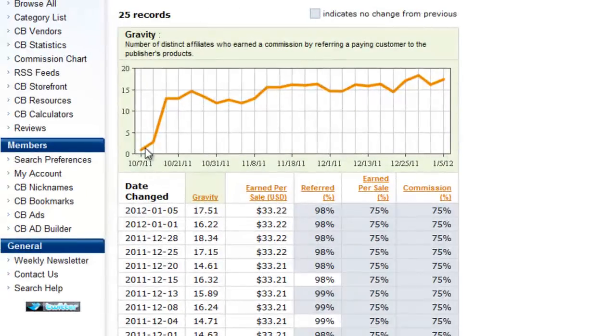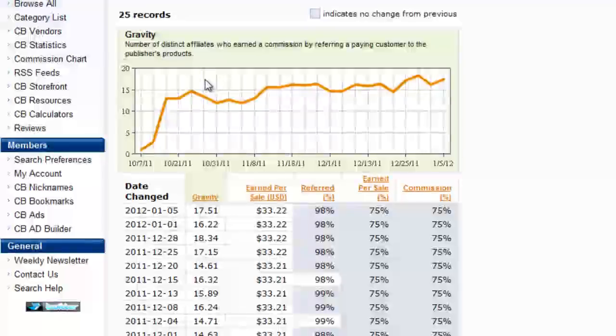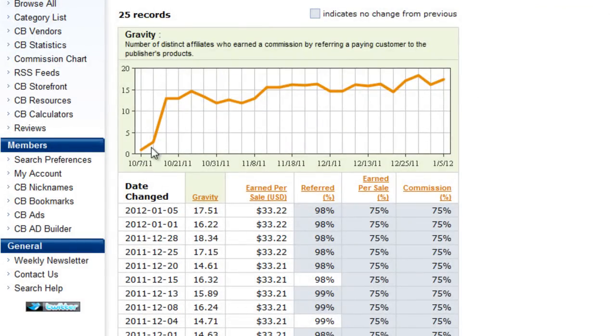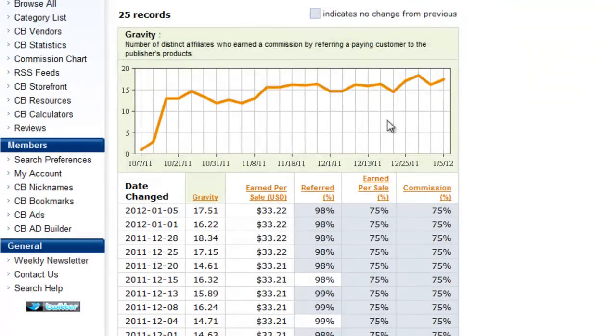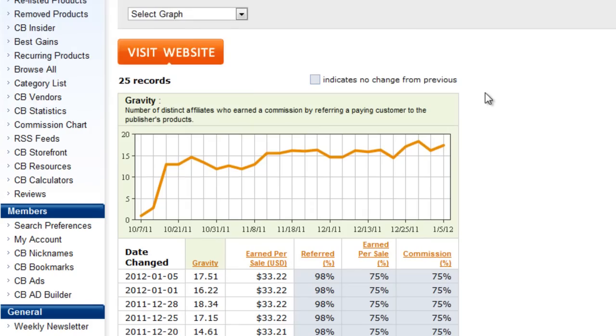So we can see this product is on an upward trend. It's only got a gravity of 17, but that's mainly because the product has only just been released. It's quite a new product, but it's on an upward trend, so this would be a really good product to build a review site on. In fact, I think I do have this on a conduit site which has lots of different products on it. I haven't built an entire site just for this one product, but I might do that because it's looking quite good.